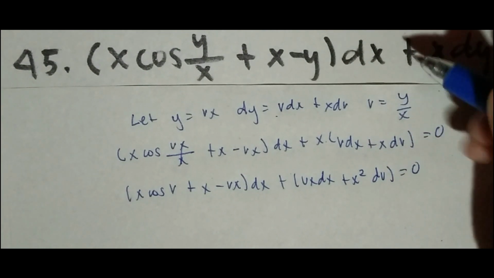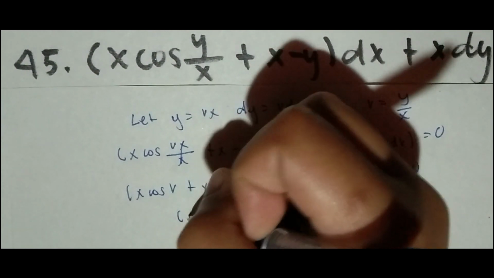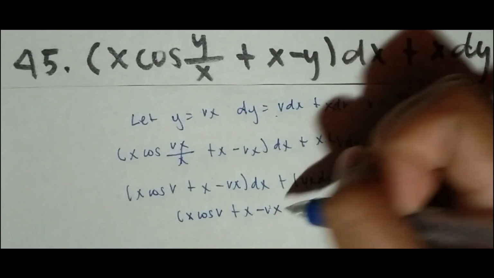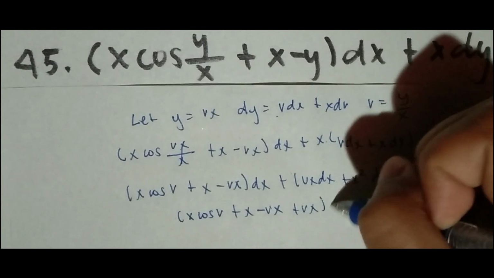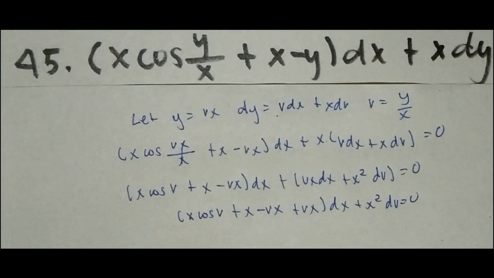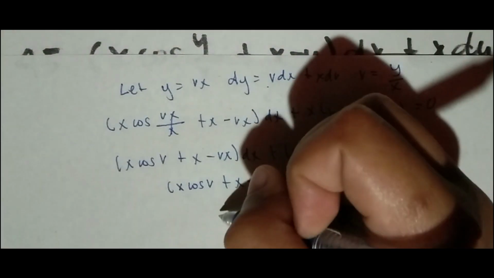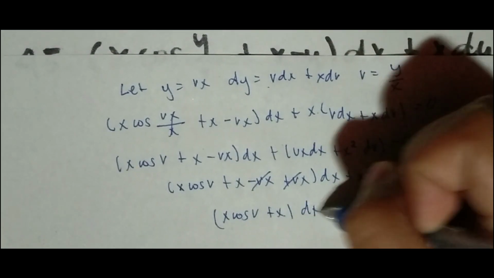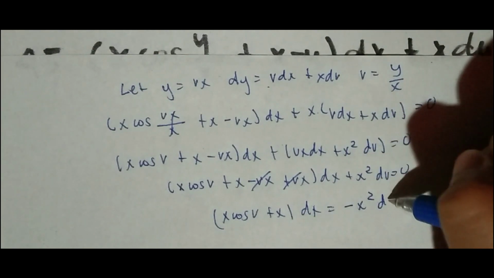So let's group all the dx. We will have x cos v + x − vx + vx dx + x squared dv = 0. As you can see, this can be cancelled and we're left with x cos v + x dx, and let's transfer this one, that will be negative x squared dv.